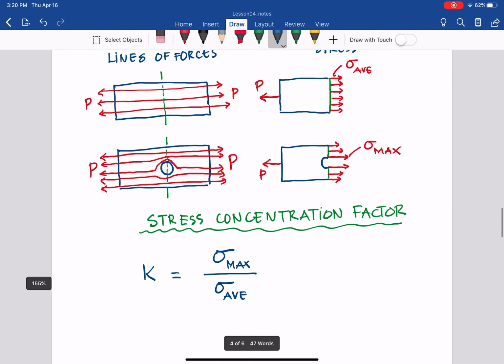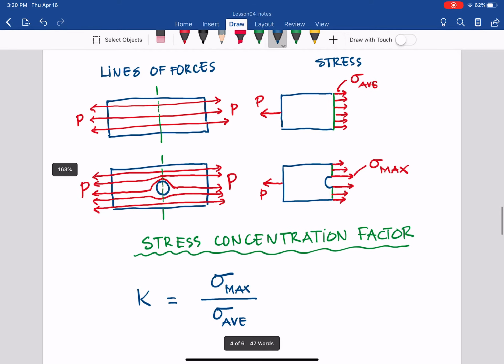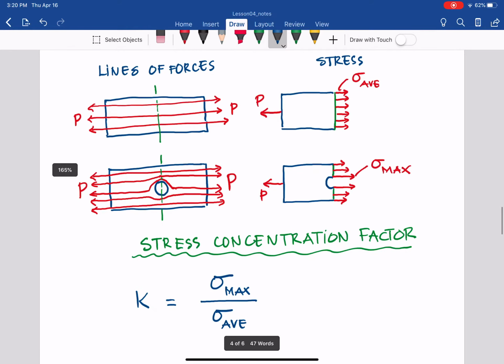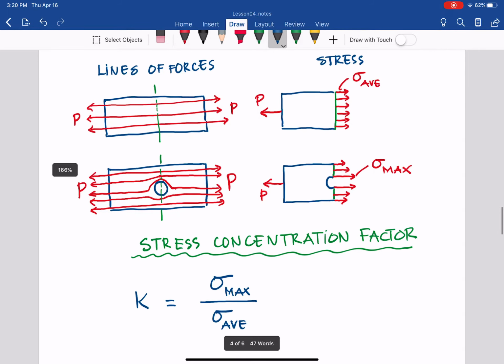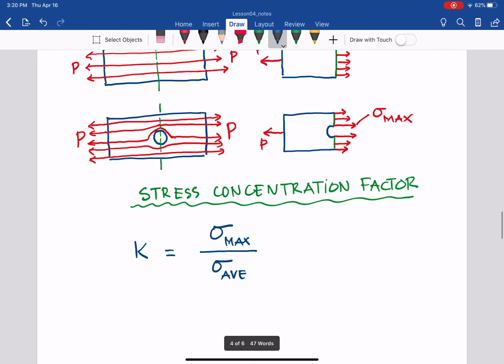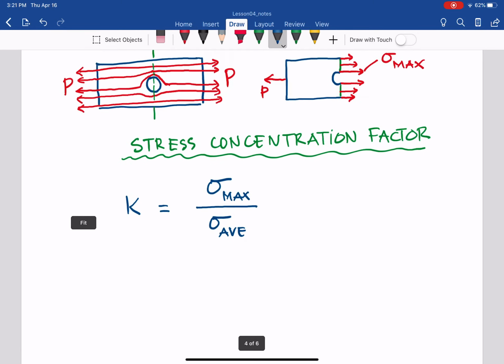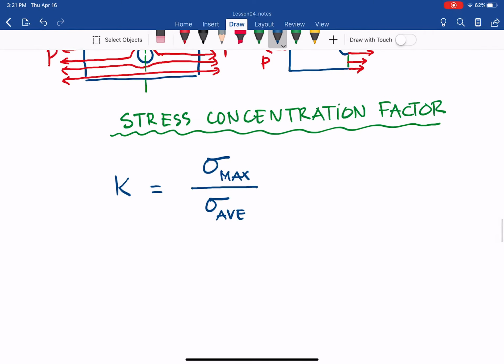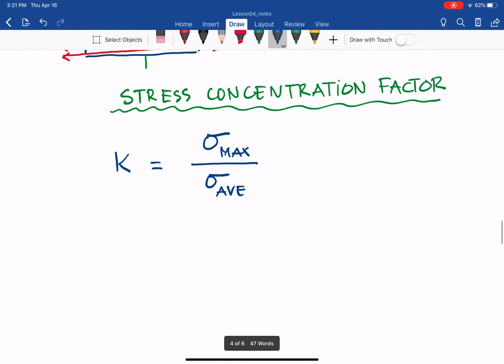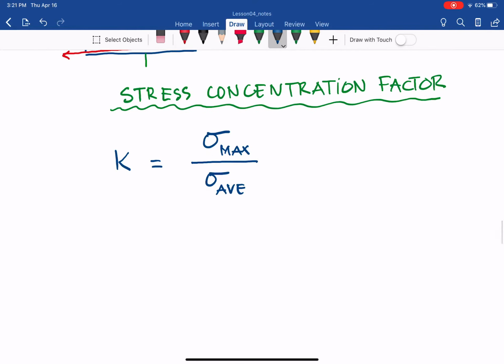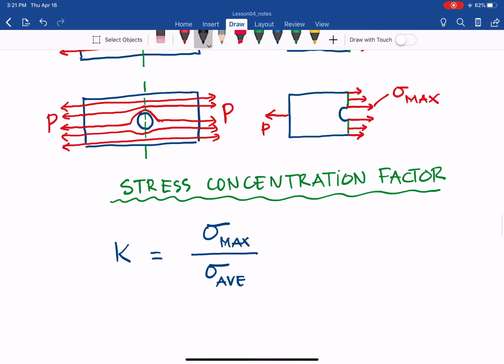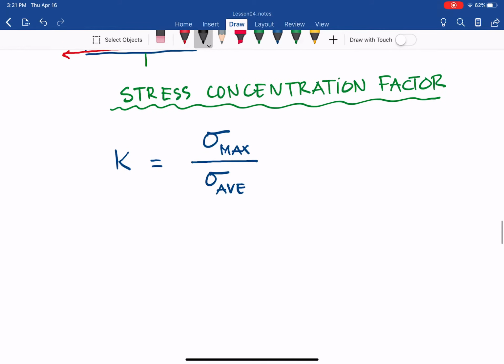If in this case there is no discontinuity, it is sigma average. If there is a discontinuity or a hole in there, sigma max, so that ratio of sigma max over sigma average we call the stress concentration factor. And this K depends only on the geometry, not the material. Regardless of the type of material, that K is still the same for the same type of load with the same type of discontinuity. So let me write it down here.